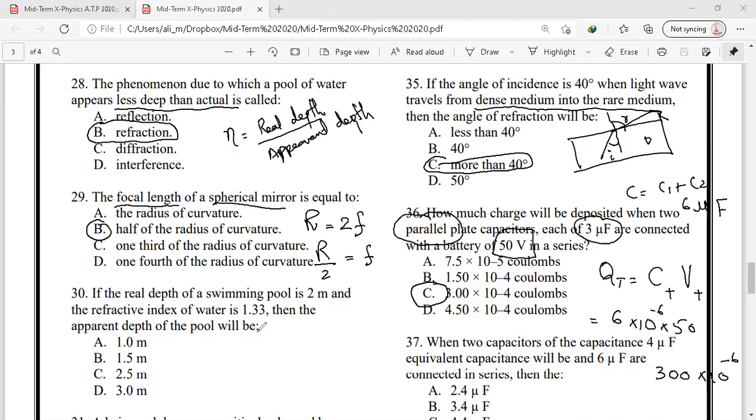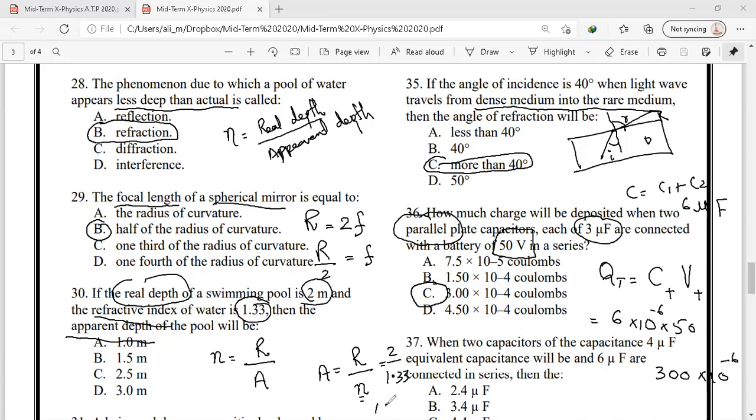If the real depth of the swimming pool is 2 meters, so we have the real depth of the pool, and the refractive index of the water is 1.33. So we have to find the apparent depth of the pool. We know that n is equal to real depth divided by apparent depth. So the apparent depth will be equal to real depth divided by refractive index. Real depth is 2 and the refractive index is 1.33. So this will be equal to 1.50. So the correct answer for this question is option B.